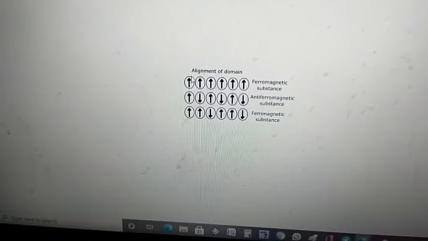Water, sodium chloride and benzene are some examples of diamagnetic substances. They are weakly magnetized, and the direction will be opposite to the direction of the applied magnetic field. But in the case of paramagnetism, they are weakly attracted and the direction is in the direction of the applied magnetic field. In diamagnetic substances, the direction of magnetization is opposite to the applied field.